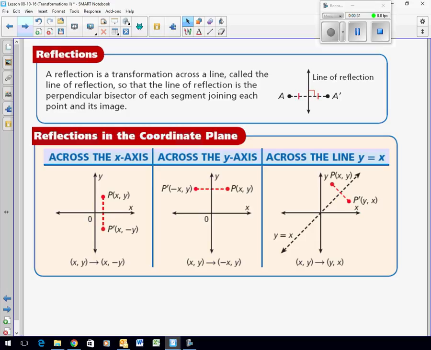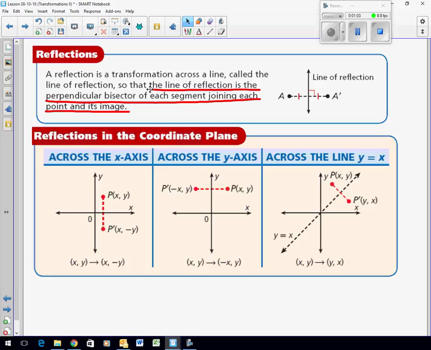A reflection is a transformation across a line called the line of reflection, so that the line of reflection is the perpendicular bisector of each segment joining each point and its image. So you might want to write this down underneath your notes on reflection. The line of reflection serves as the perpendicular bisector of each segment joining each point and its image.